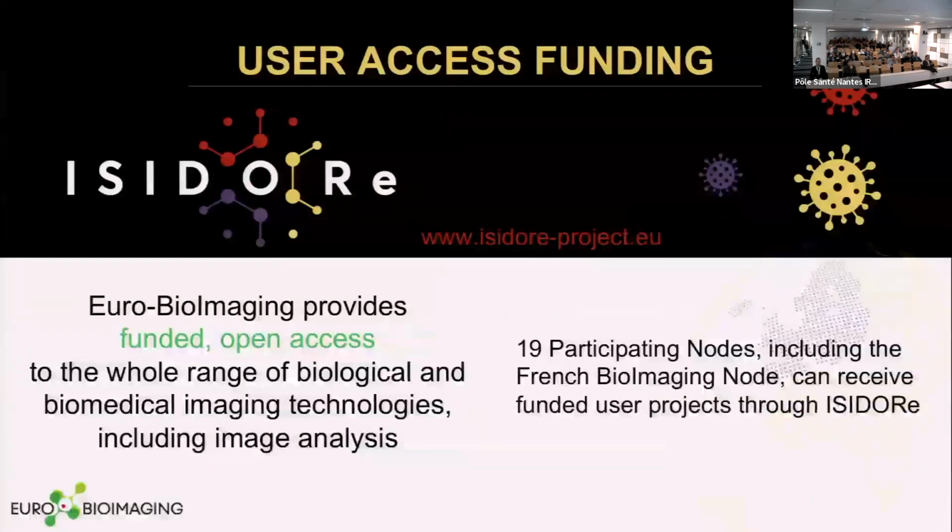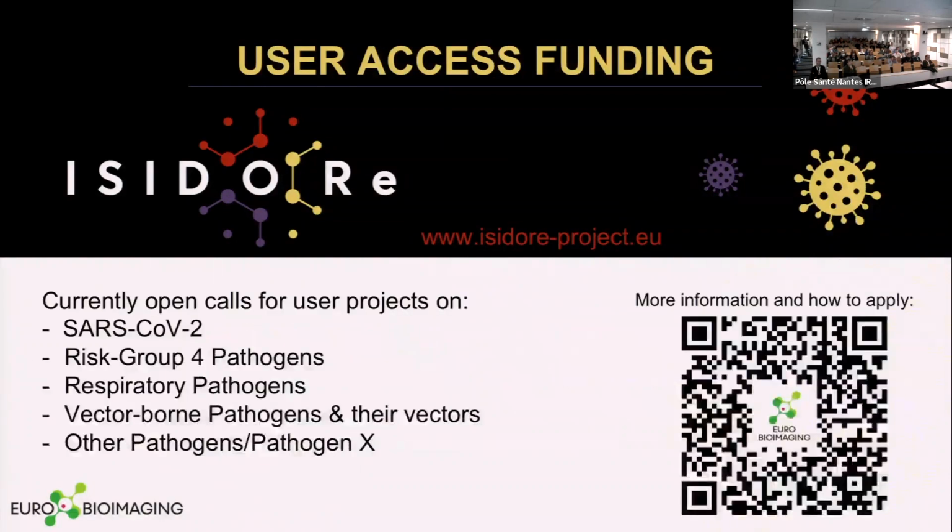But now to EasyDoor. EasyDoor is a funded project for transnational user access in the domain of infectious diseases. It's up and running. We have 9 of the 35 nodes in Euro-BioImaging participating, including France-BioImaging. You can receive funding for your user projects when they are working on SARS-CoV-2, risk group 4 pathogens, respiratory pathogens, vector-borne pathogens, or any other pathogen. Reach out to us. We can help you if your user project is eligible, and please spread the word. The funding is there now, and the sooner we use it up in Euro-BioImaging, the more we can get from the project.